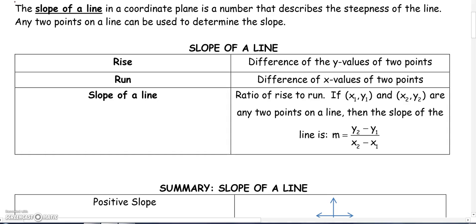So, a couple of words with slope. First one is rise. Rise is the difference of your y values. Run is the difference of your x values. To find your slope, it's y2 minus y1 over x2 minus x1. This is what gets us our rise over run.